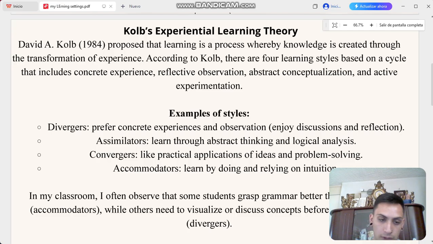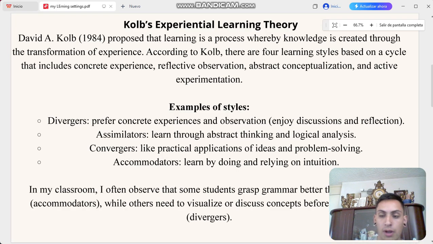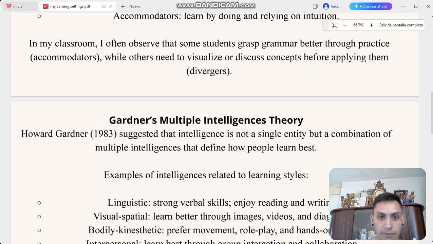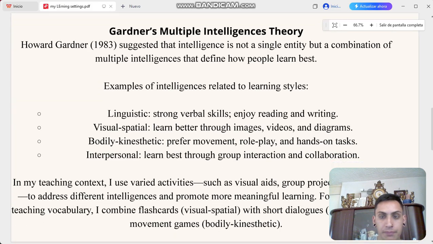So for that, in my classroom, I often observe that there are some students who grasp grammar better through practice, that incorporate the accommodators as well as the divergers. So they prefer to establish a conversation or have a reflection of why they thought. Okay, and I would like to carry on with the following author.